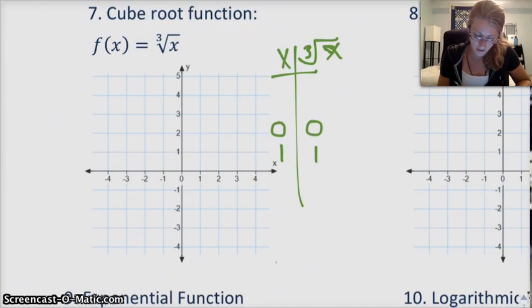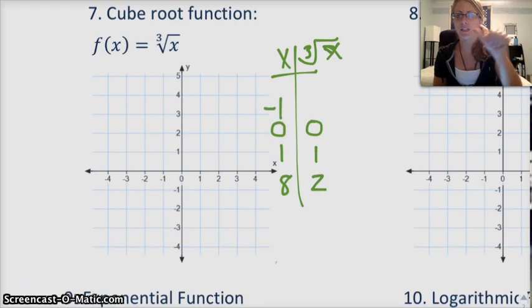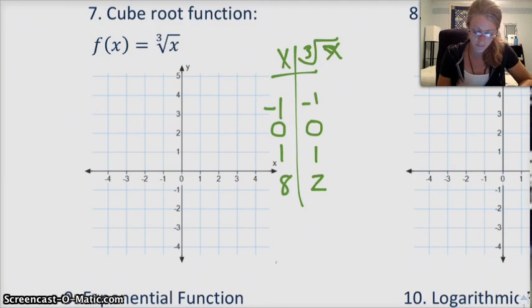So 0, 1. 8 is a perfect cube because 2 times 2 times 2 is 8. So the cube root of 8 is 2. Anything past that will be off our graph. What about negative 1? Negative 1 times negative 1 times negative 1 equals negative 1. So cube root of negative 1 is negative 1. Same thing with negative 8. Negative 2 times negative 2 is positive 4, times another negative 2 is negative 8. So negative 2. And then you can plot those points.